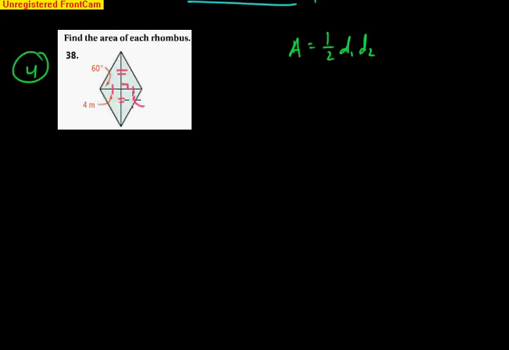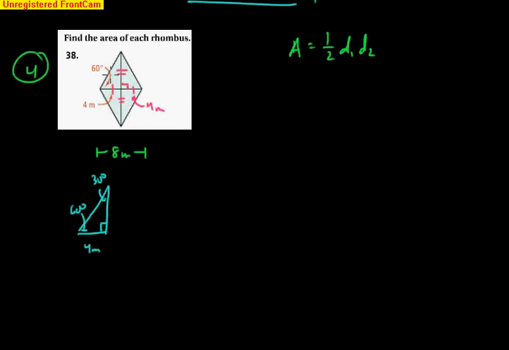So if this is 4, so is that, and this right here is 8 meters, and that's one diagonal. Now, we need to find a second diagonal, and to do that, we're going to pull out this right triangle. See this right triangle right here? I'm going to pull it right down here. 60 degrees, right angle, this is 4 meters. This is a 30-degree angle. And this is a 30, 60, 90 triangle.